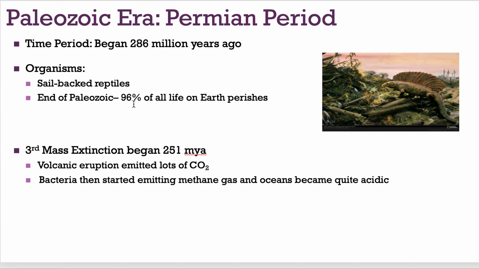And then the end of the Paleozoic era occurred, and 96% of all life on Earth perished at this point, which was the third mass extinction, 251 million years ago. Scientists theorized that volcanic eruptions emitted lots of CO2, and then bacteria started emitting methane gas, and the oceans became quite acidic, which could not support life.